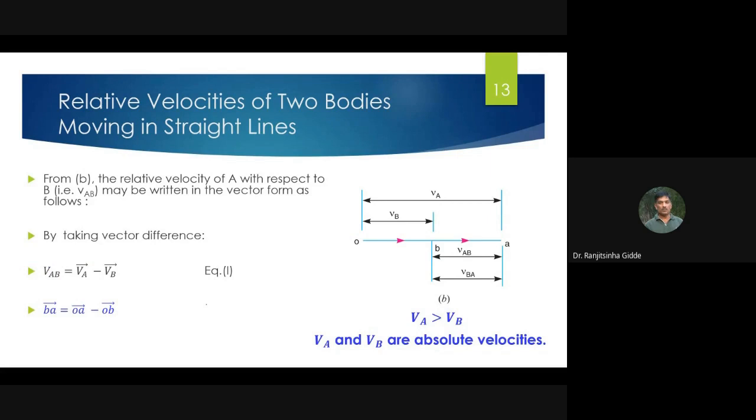Okay, so take down this, by taking vector difference, VAB is equal to vector VA minus vector VB. This you can write equation 1.